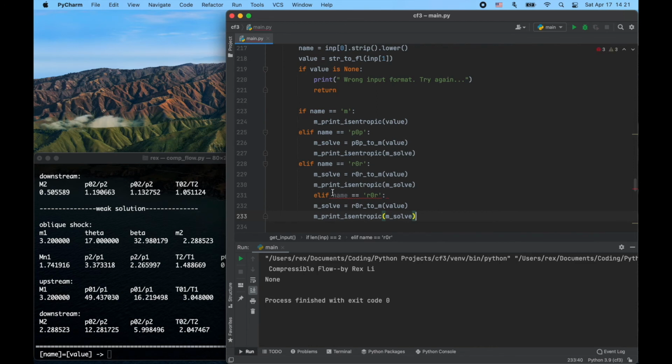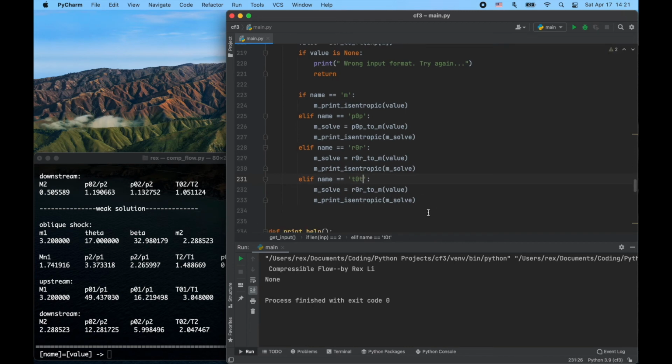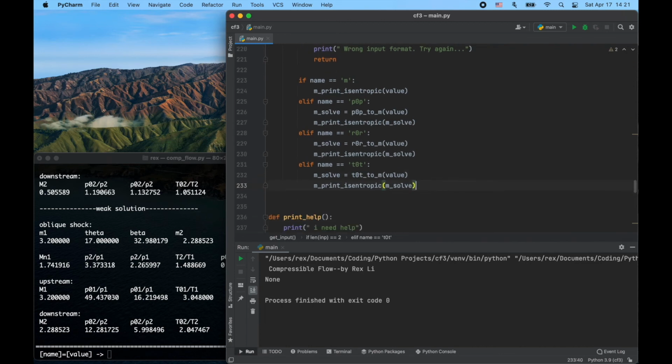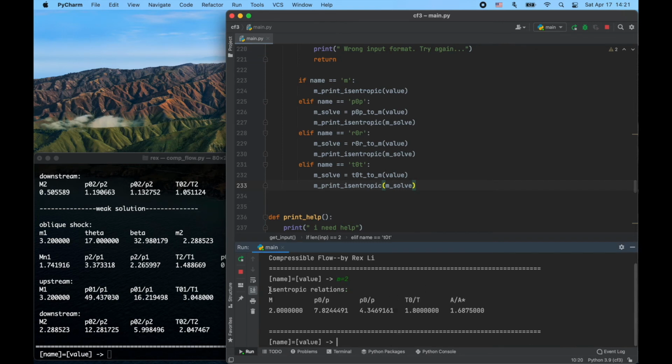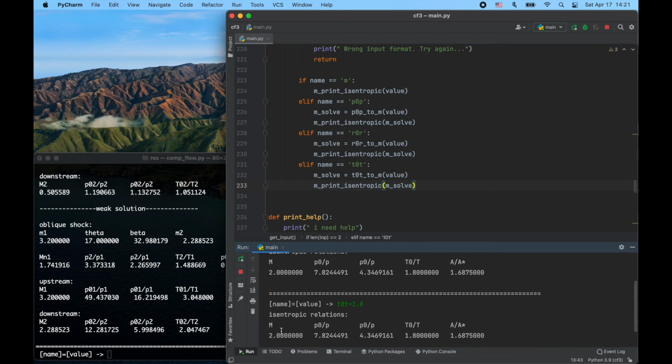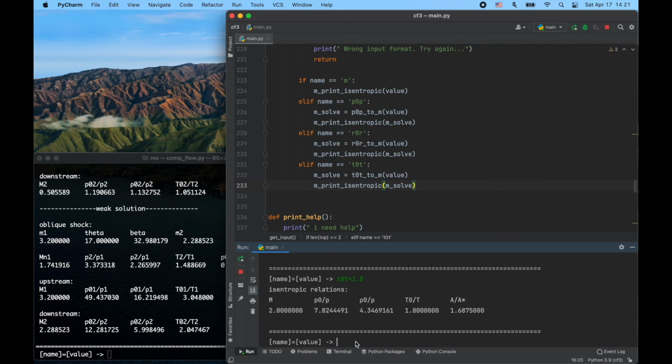Yep, let's give it a try. So we have maybe Mach number is 2. Yeah, it will print out the isentropic relations for M, the Mach number equals to 2. So what if it's the temperature ratio equals to 1.8? Yeah, it gives back the same thing because that is the same case. What if we have a wrong input? For example, we have P0P1 or something equals to whatever. We're just not printing anything because it doesn't recognize P0P1.